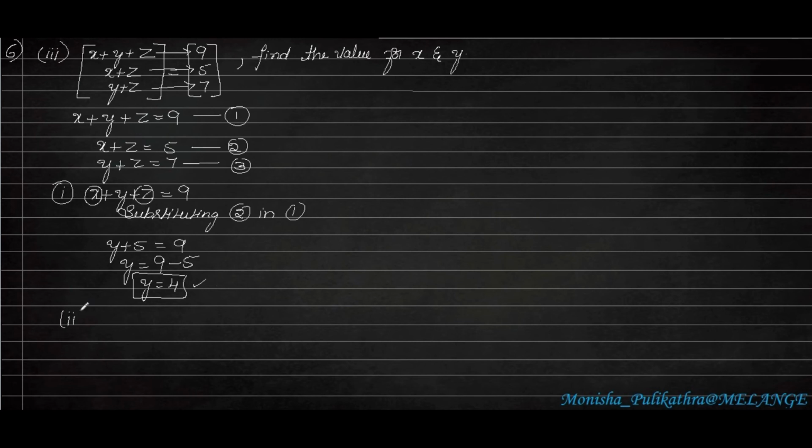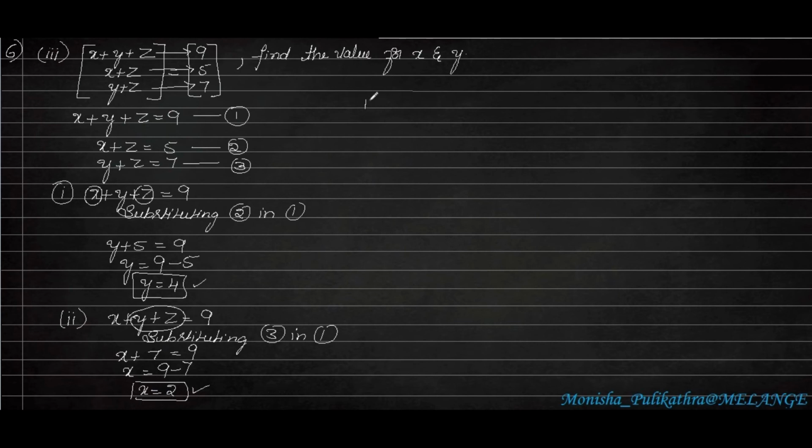In the same manner, I'll write the first equation, x plus y plus z is equal to 9. Now I substitute the third equation into the first one. The third equation is y plus z is equal to 7. So in the place of y plus z, we write 7. So x plus 7 is equal to 9. I'll shift 7 this side, so x is equal to 2. So we got the value for x also.